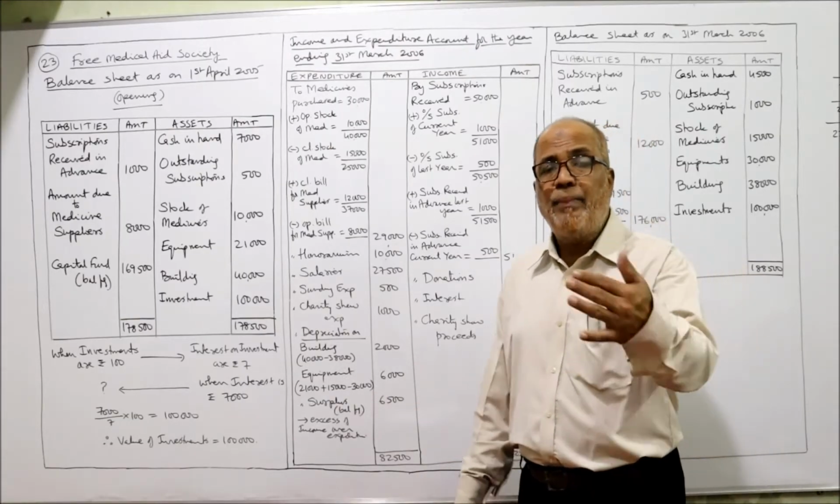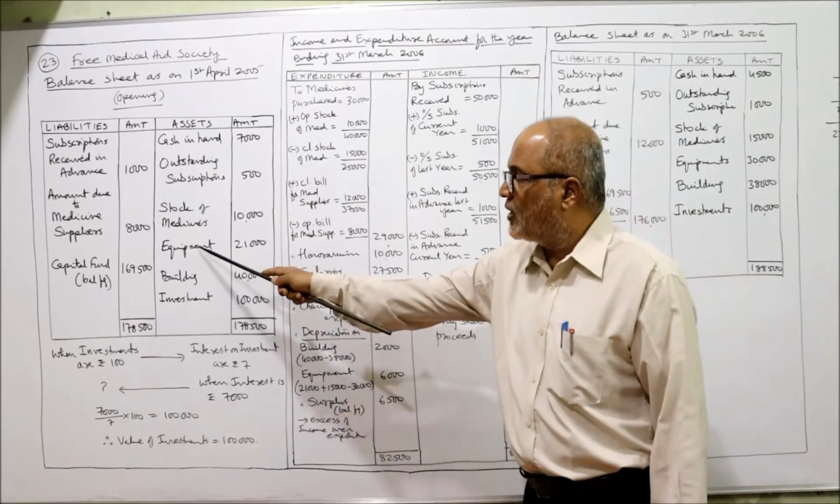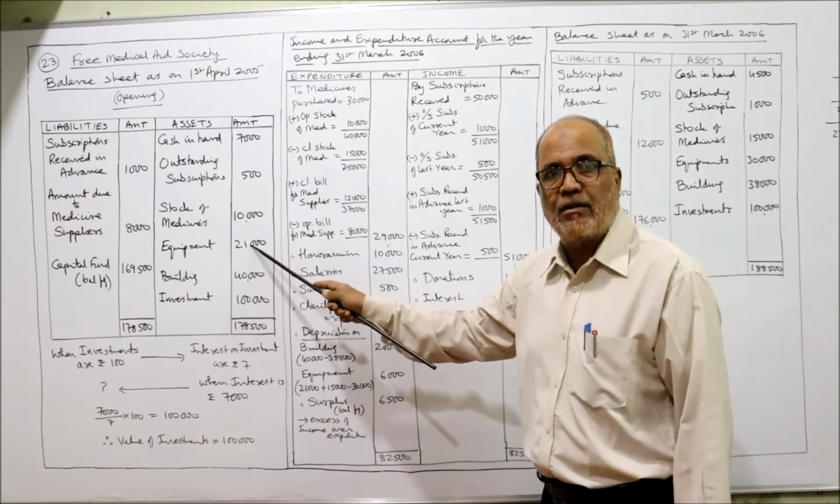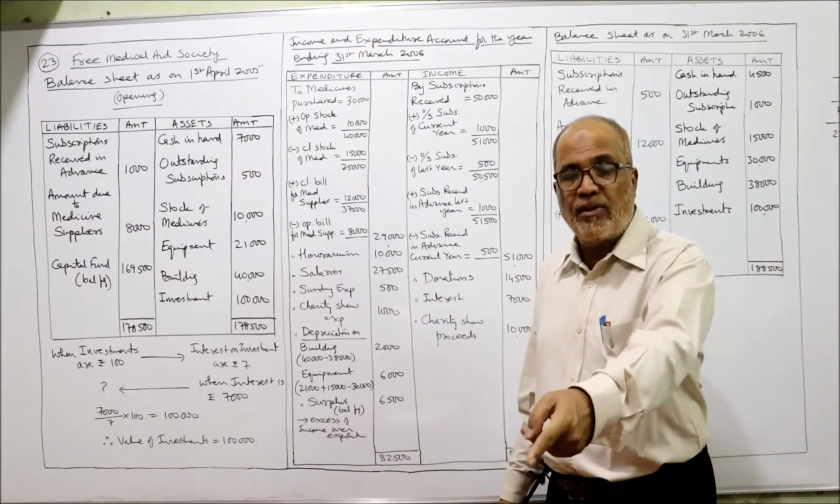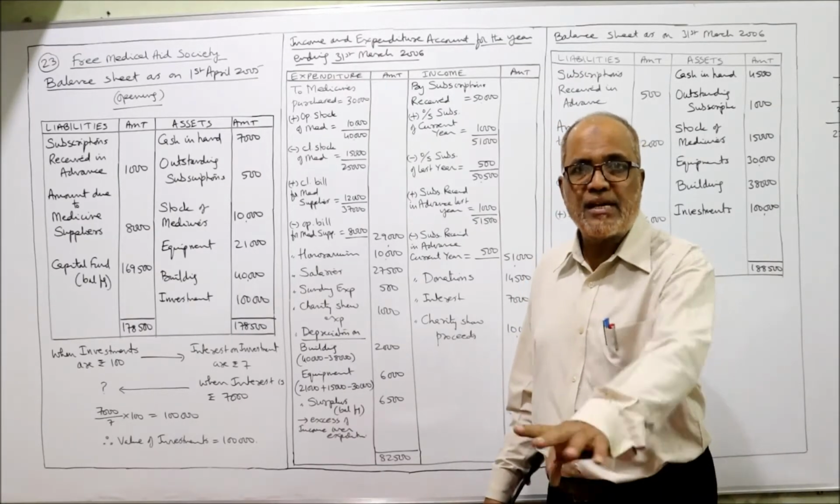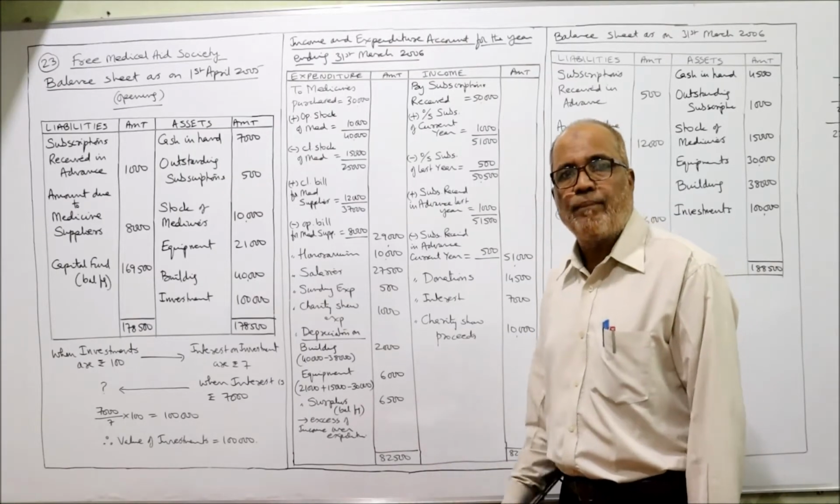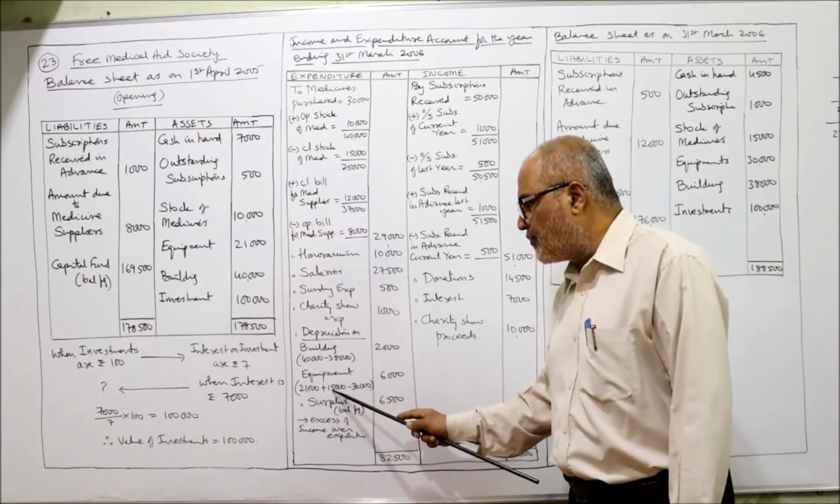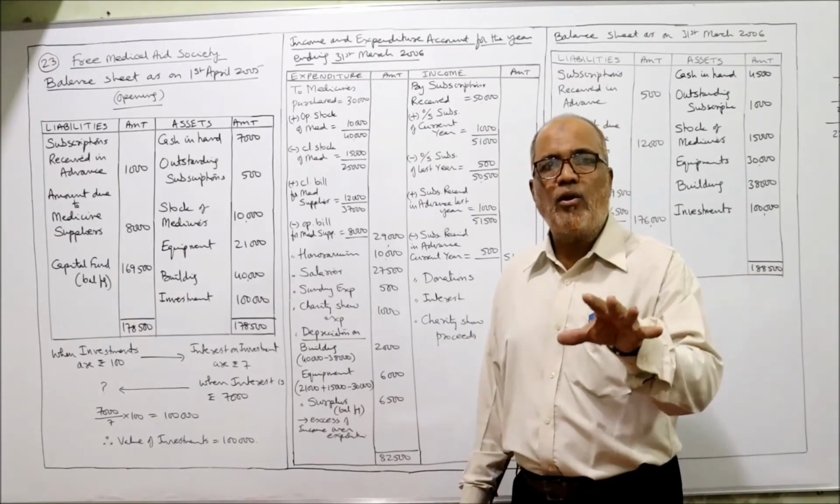Equipment. At the beginning of the year, equipment value was 21,000. Here you can see equipment 21,000 last year. And during the current year, equipment purchased is given on the payment side. Payment side of the receipts and payments account, equipment purchased 15,000. So if you add up 21 plus 15, it is 36,000. 36,000 is the total equipment.